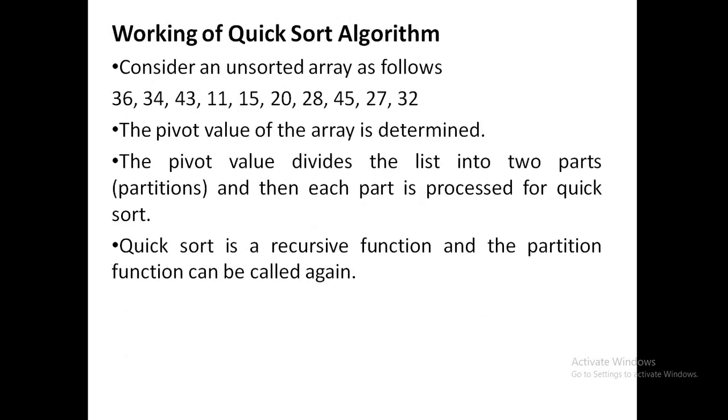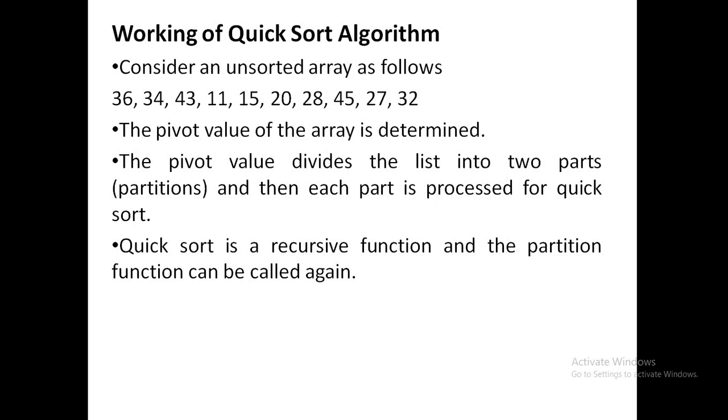Working of a quicksort algorithm with a given unsorted array. Let us consider an unsorted array of elements 36, 34, 43, 11, 15, 20, 28, 45, 27 and 32. Let us first determine the pivot value. As we have taken the highest index element as the pivot value, let 32 be the pivot value of this array. The pivot value now divides the list into two parts or partitions, and then each part is further processed with the same divide and conquer method.